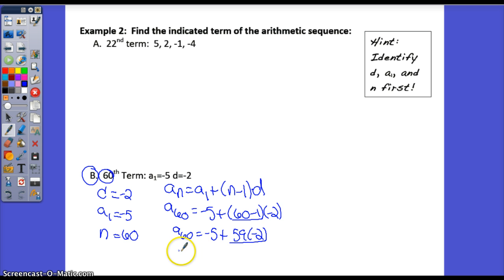59 times negative 2 is our next step. So we have a sub 60 equals negative 5 plus 59 times negative 2, which is going to give me negative 118. So it's just minus 118 because plus and negative is just minus. So a sub 60 equals negative 123. So if you would keep going, minus 5, minus 5, minus 5, you get negative 123.